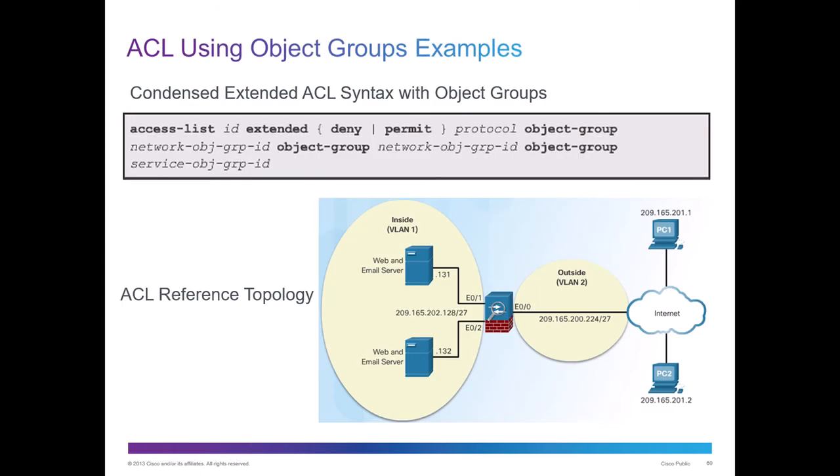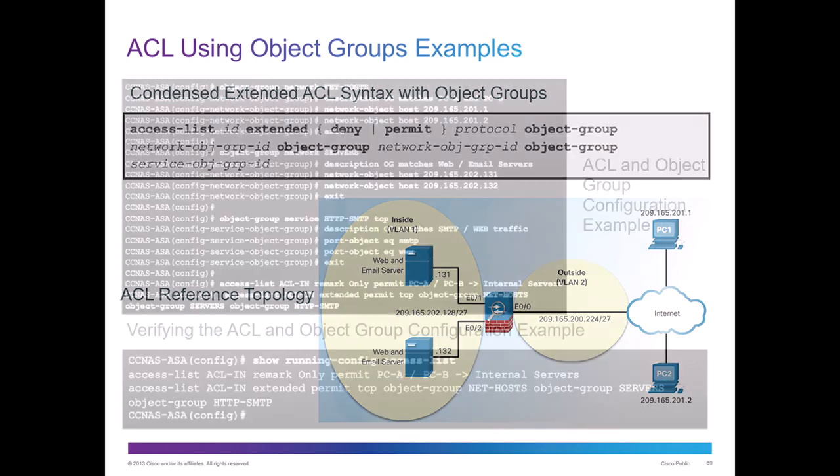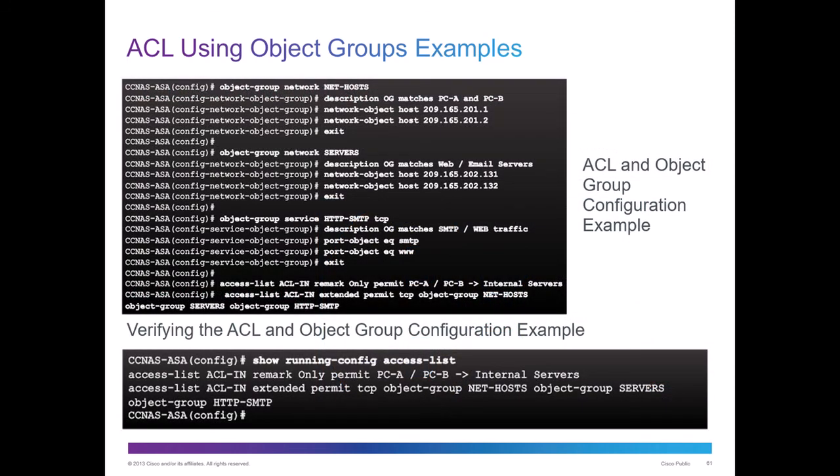Okay, so with object groups, it's going to make it much easier. So here's what you could do with object groups. You create an object group network, net hosts. This is the object description. This object group matches PCA and PCB. So you created two object groups, one for PCA and one for PCB. You create another object group called servers. Here is the first server and the second server. And here's an object group for the services, one for SMTP and one for WWW.